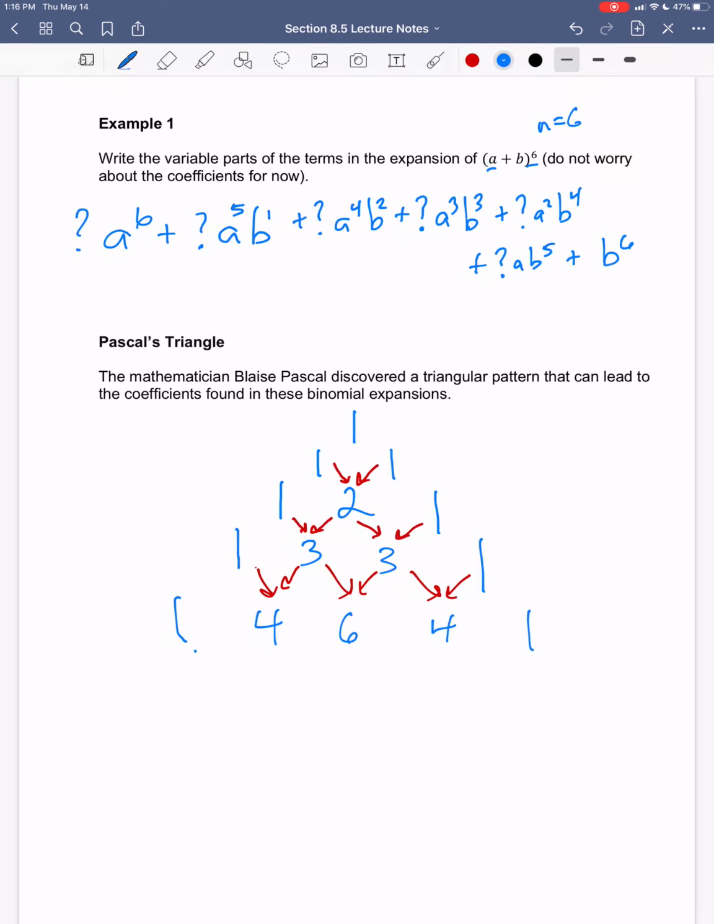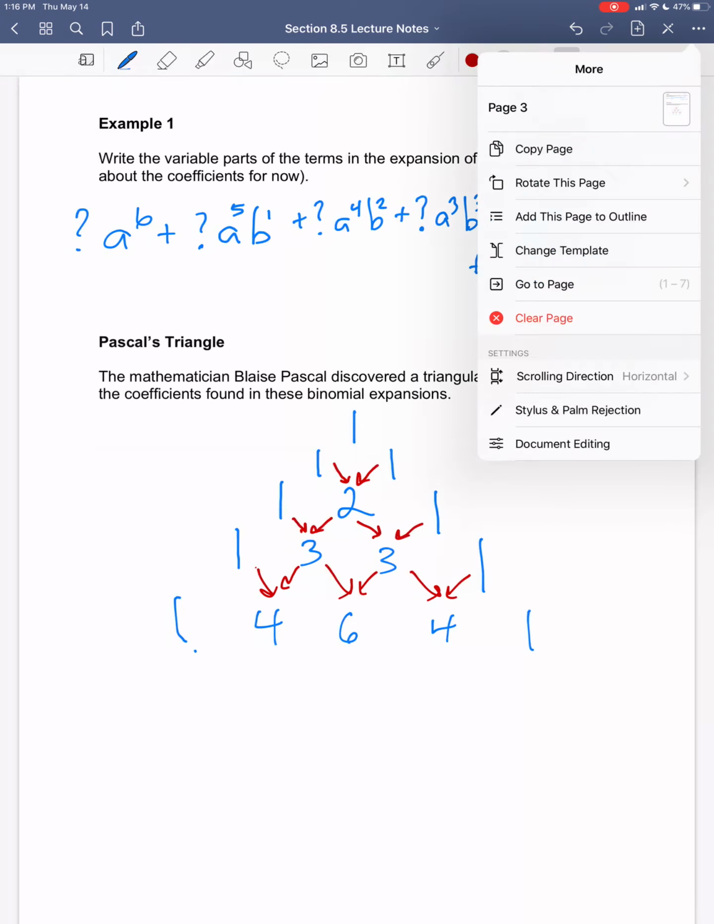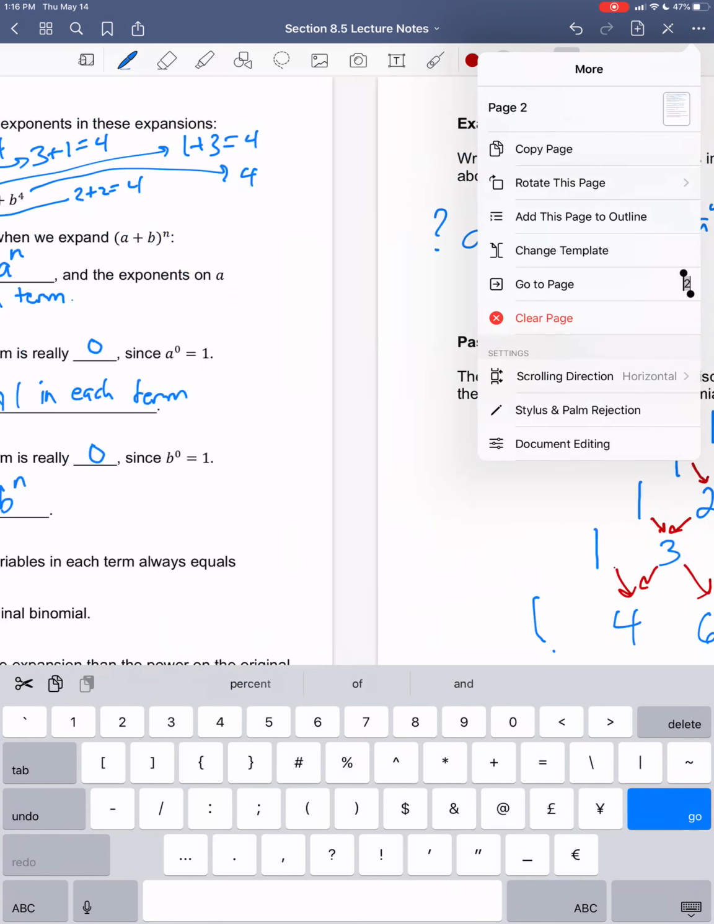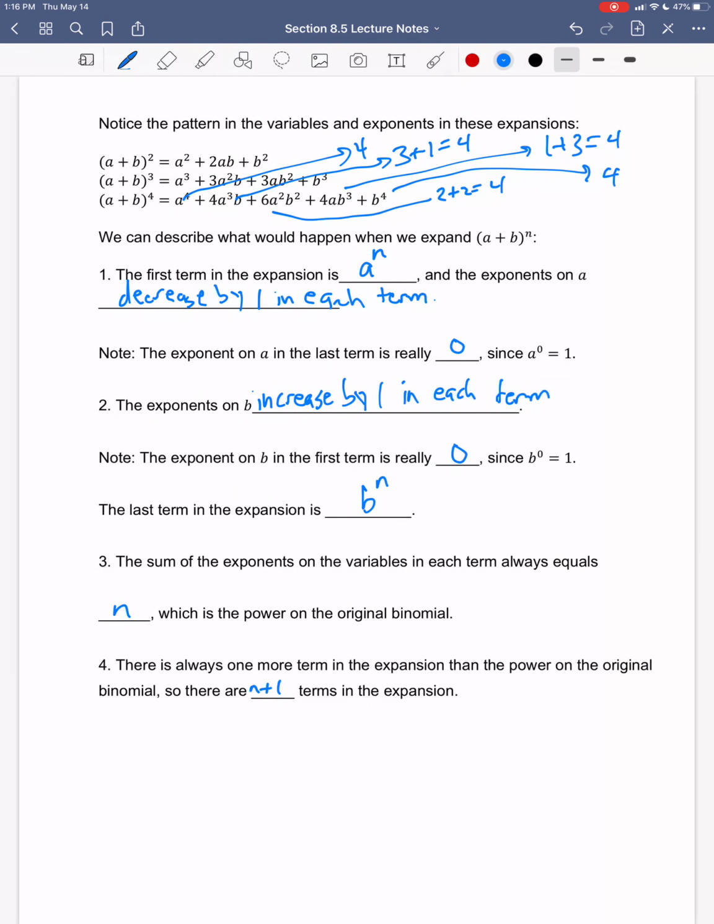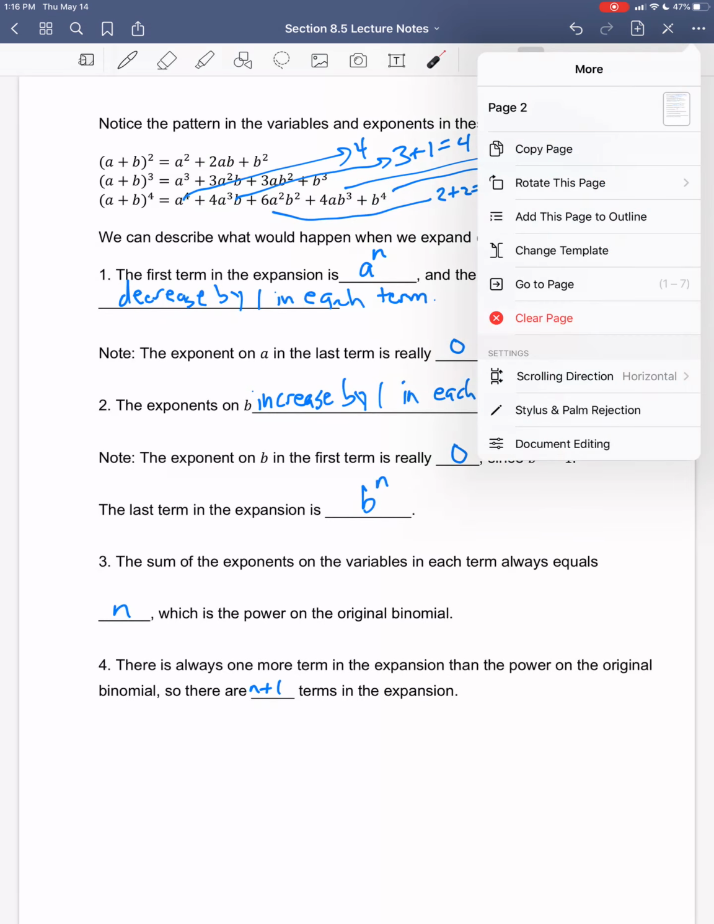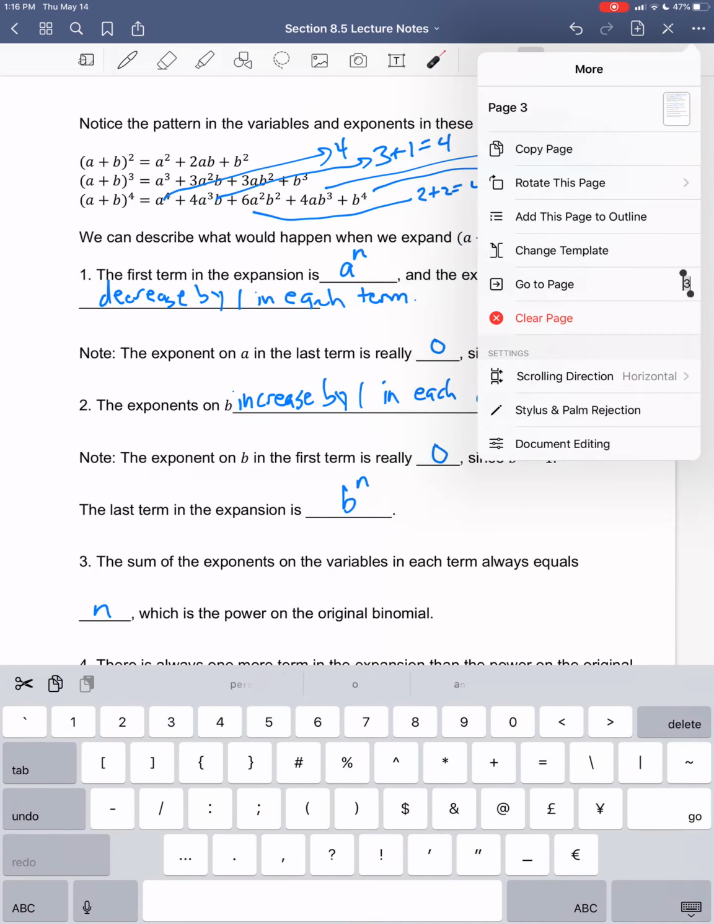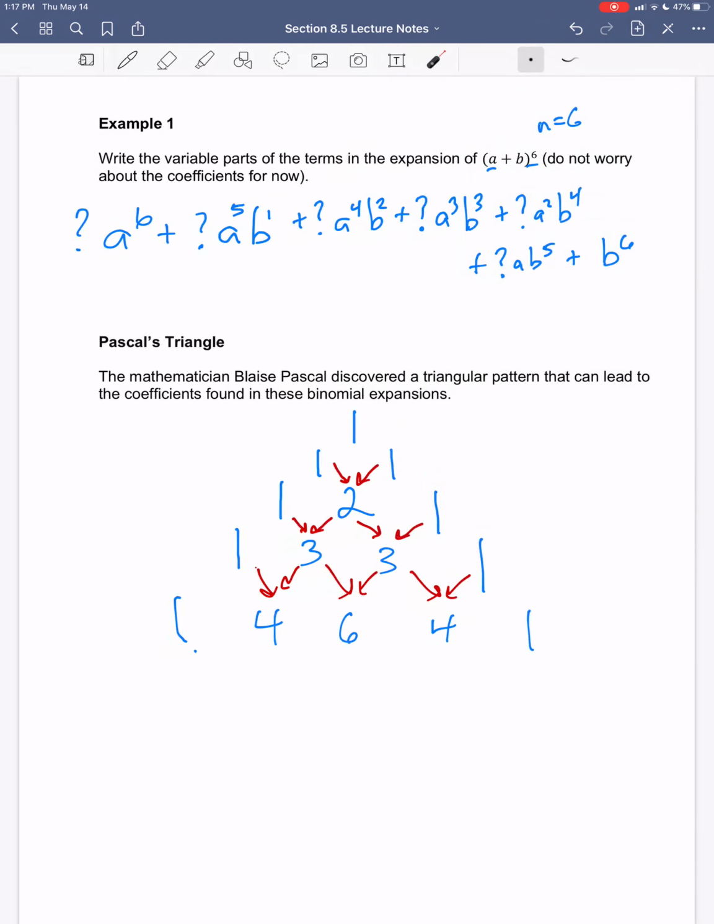Notice those numbers, 1, 4, 6, 4, 1. Look up here. 1, 4, 6, 4, 1. If I have this a plus b to the fourth here at the top, the coefficients going across are 1, 4, 6, 4, 1. If I wanted to figure out my coefficients up here, we know that this is a plus b to the fourth.